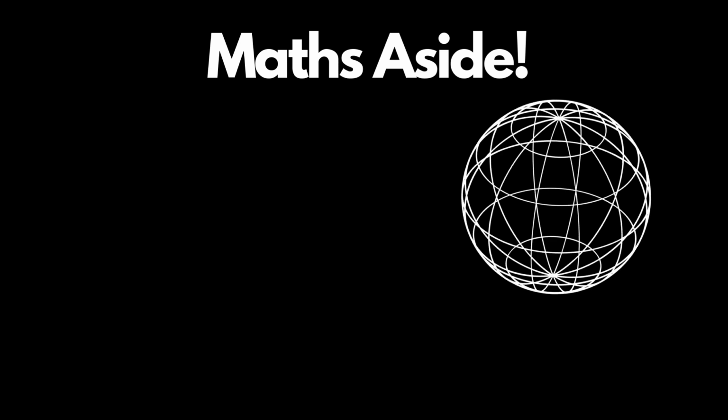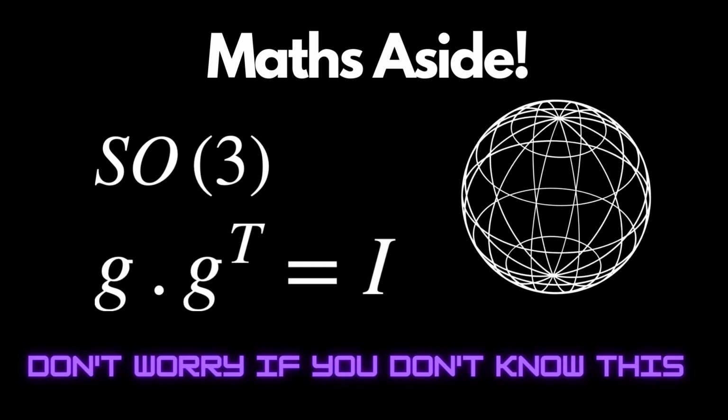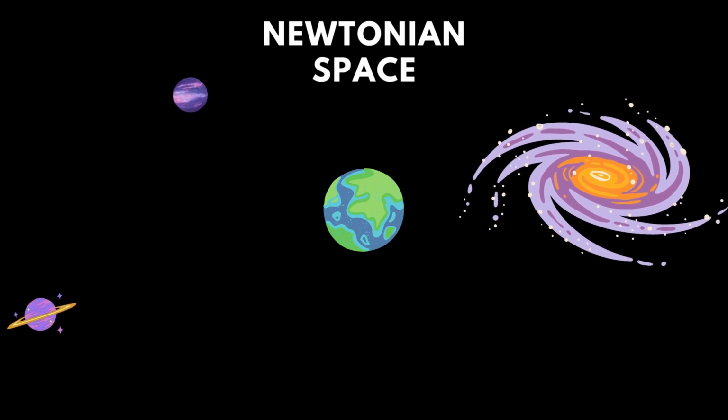For the mathematicians out there, Newtonian space is invariant under global SO3 transformations, but don't worry if you don't know what that means. Even though space itself doesn't change when we rotate it, objects that are placed inside of space might. Consider Newton and Galileo placed apart from each other.